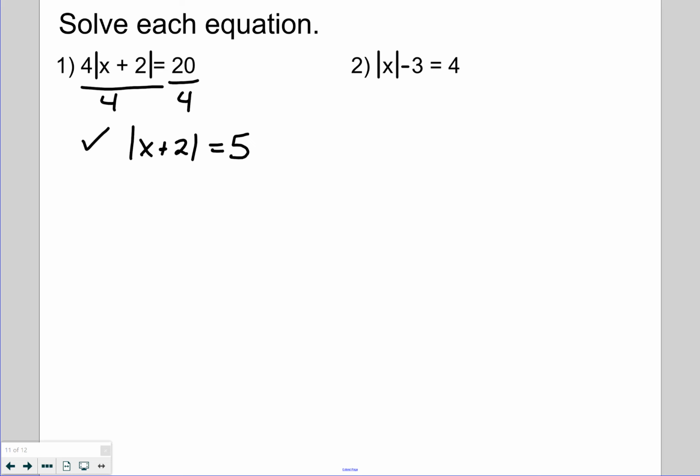Now we're ready to write the word or. Only when you write the word or can you take off the absolute value. Only when you write the word or can you take off the absolute value. We'll get to that tomorrow. Only when you write the word or can you take off the absolute value. Now watch this. Ready? Control C, Control V.